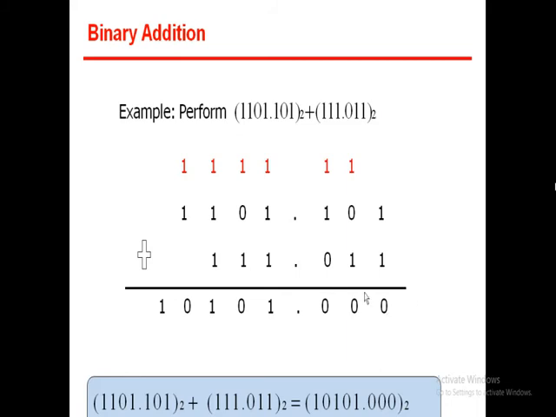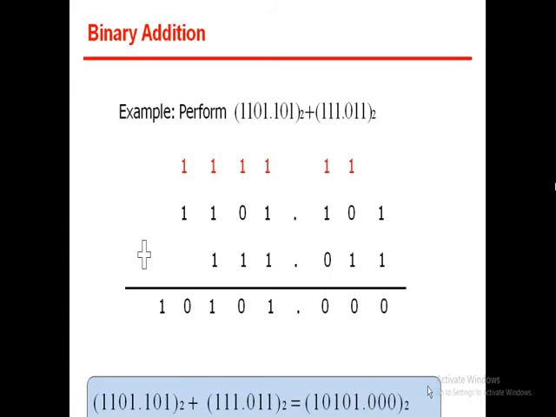So the result will be 10101.1000. Remember one thing: if we add 10 plus 1, then we will get 11. Then 11 plus 1, we will get 100. Do the exercise.